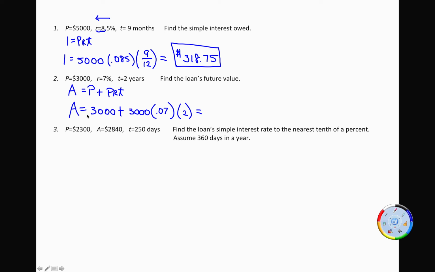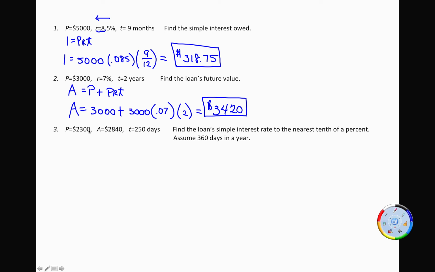Plug that in my calculator. 3,000 plus 3,000 times 0.07 times 2 to get 3,420. Notice the interest must have been $420, right? But the total amount due, or the future value, is 3,420.